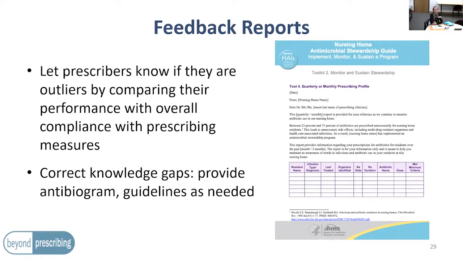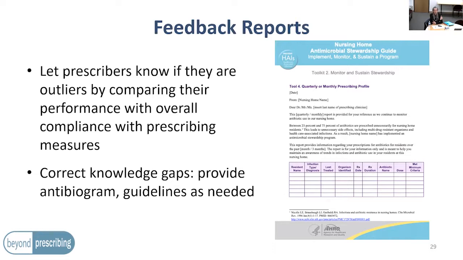So the next part, as we saw with the CMS requirements, there's got to be some feedback. This is an AHRQ tool, a letter to physician. This is your monthly prescribing profile. There are different ways you can present this. You can cut and paste from a sorted spreadsheet to let them know what they prescribed and what the outcomes were.